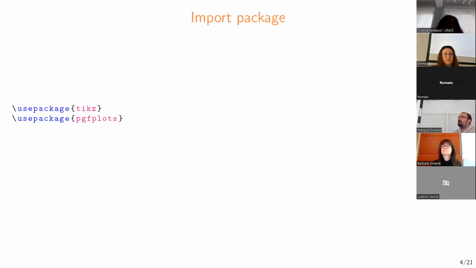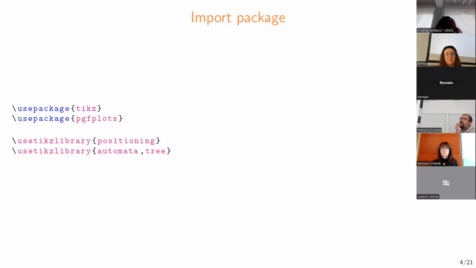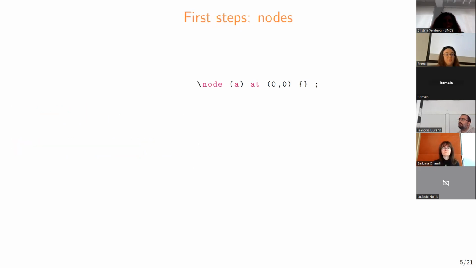So first things first, you have to import the package. You can use the package Tikz and PGFplots. This is for plotting functions basically, and this is for anything. And once you use your package, sometimes you will want to use some Tikz libraries. So for example, here, if you want to do automata or trees, you can use those libraries. This part of the code is just before your begin document. You just use the package and import your libraries. So once you've done that, you can start to create your file.